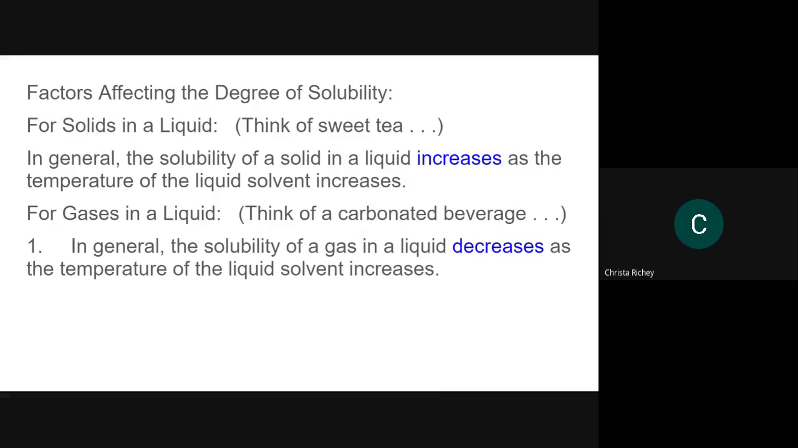Okay, that was for a solid. For a gas, it does the opposite. If you heat it up, it actually sort of bubbles the gas back out of the solution. I can't remember if there's another one on here or not. I have to cheat.